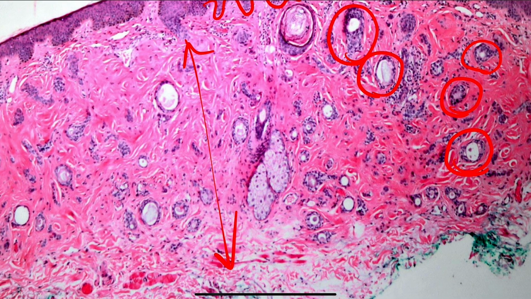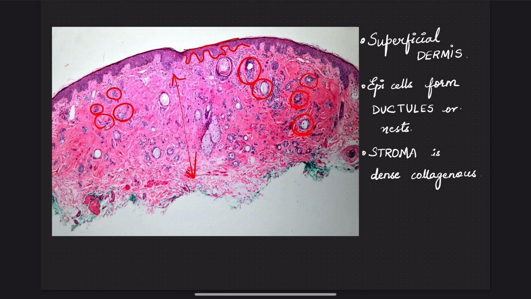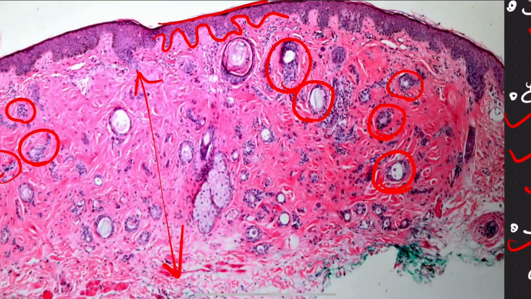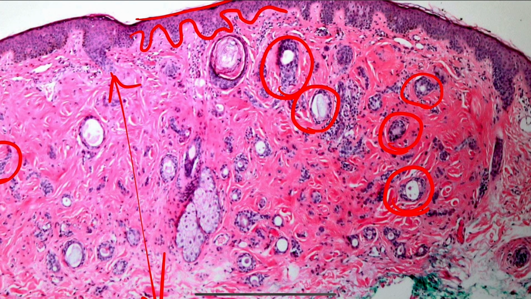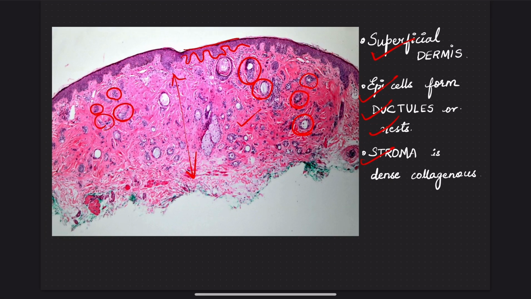Here and there, isolated islands of cells, like nests of cells, are there without any lumen inside. So the superficial dermis is affected. Epithelial cells either form ductules or nests, and all these ductules and nests are thrown in a background of dense collagenous stroma, which is brightly visualized.